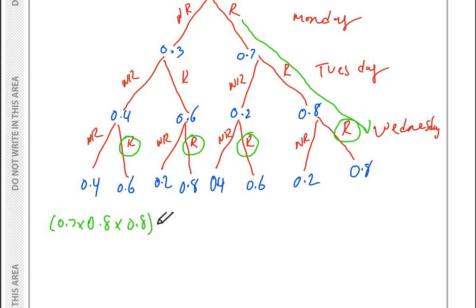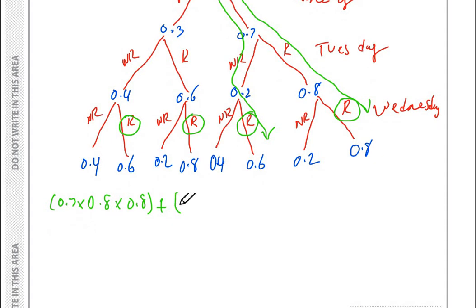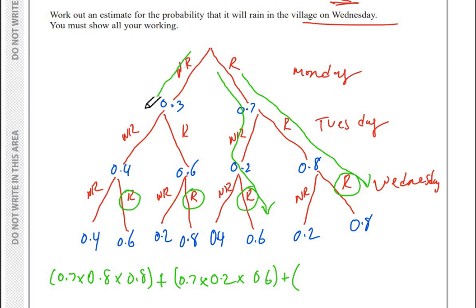Or, we have addition for or, it could rain on Monday, not rain on Tuesday, and then it could rain on Wednesday. So 0.7 times 0.2 times 0.6, or it could not rain on Monday, not rain on Tuesday, and then rain on Wednesday.